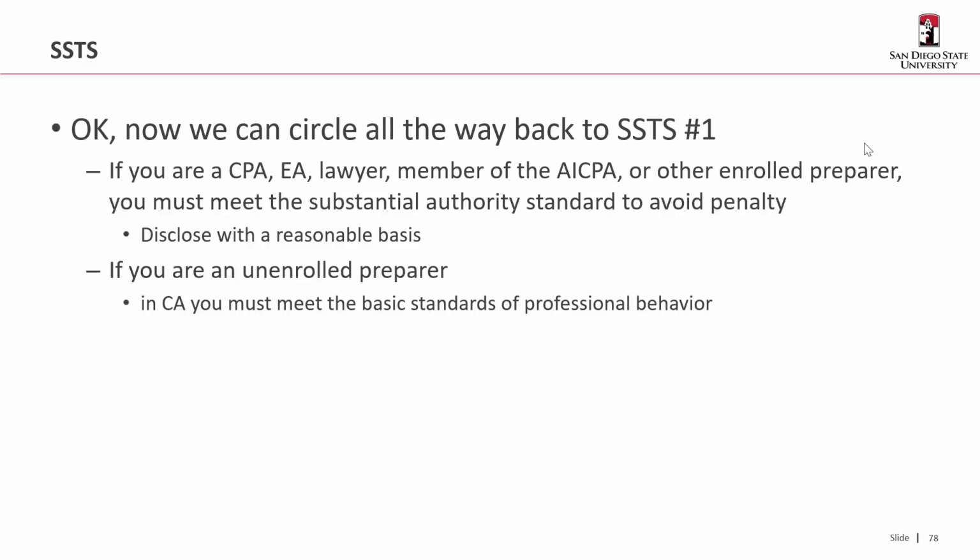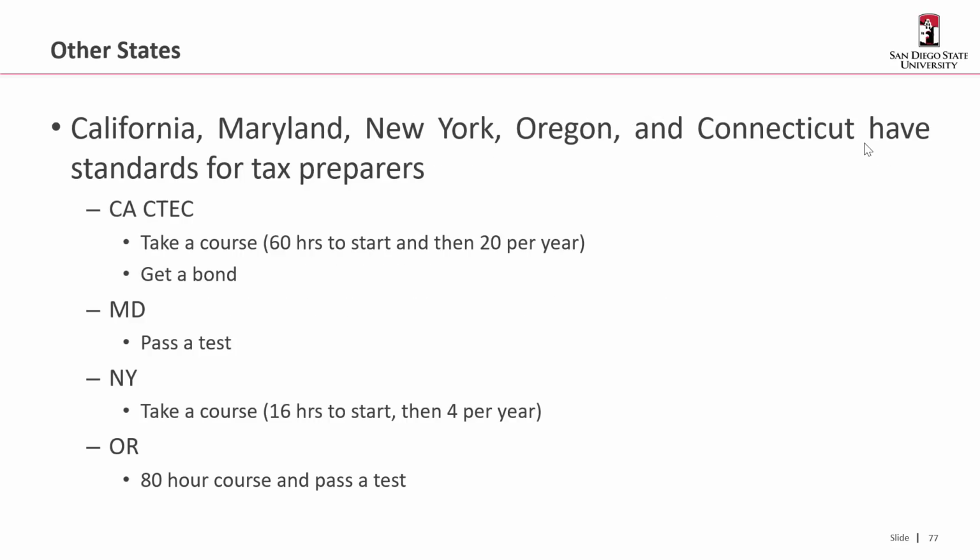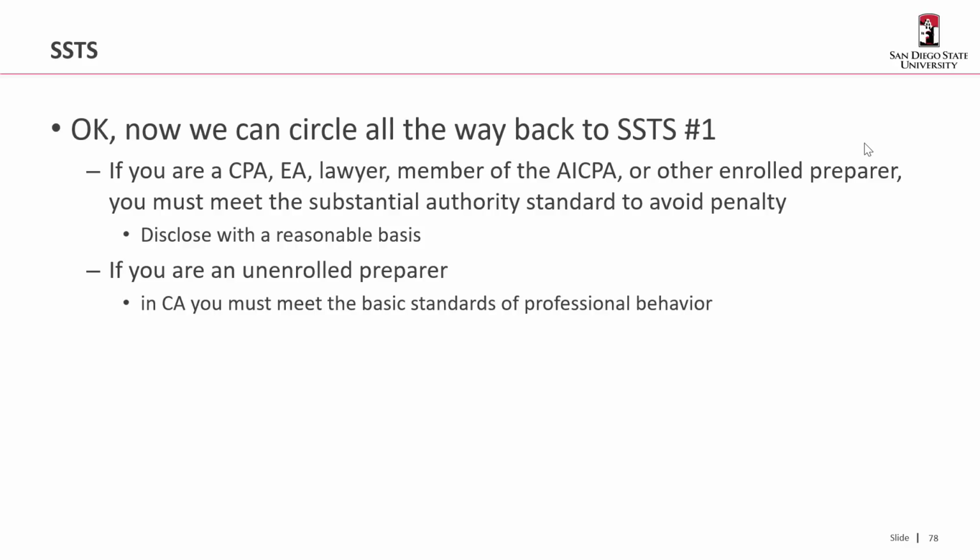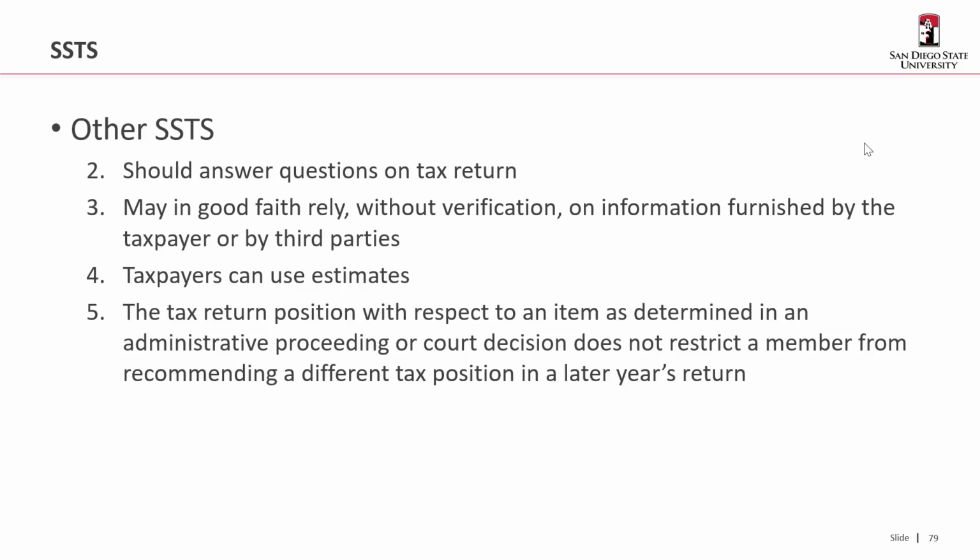Okay, so now we can circle all the way back to Statements for Standards on Tax Services number 1. If you are a CPA, EA, lawyer, member of the AICPA, or other enrolled preparer, you must meet the substantial authority standard to avoid penalty. If you are an unenrolled preparer in California, you have to meet the basic standards of professional behavior. If you are an unenrolled preparer in any of the states that do not have standards, then there is no standard.